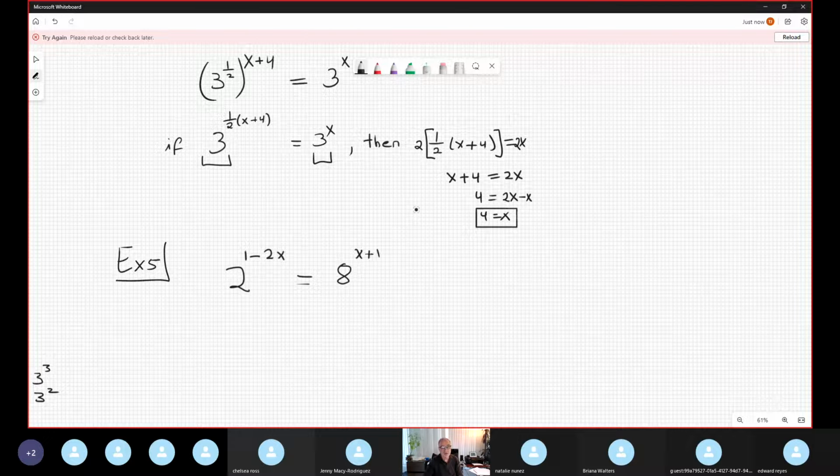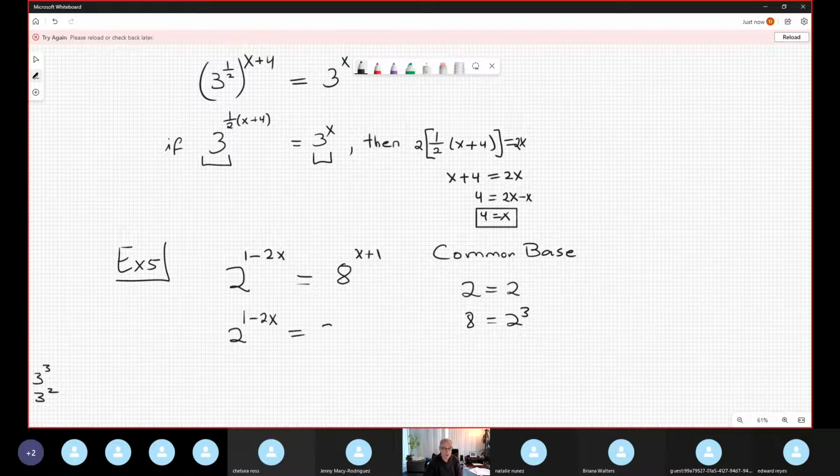In your opinion, what is the common base in this example? Common base. 2, obviously, because 2 is 2 to the 1. And 8 is 2 to the third power. Very well. Now we have 2 raised to the 1 minus 2x equals 2 to the third power, which is equivalent to 8, raised to the x plus 1.